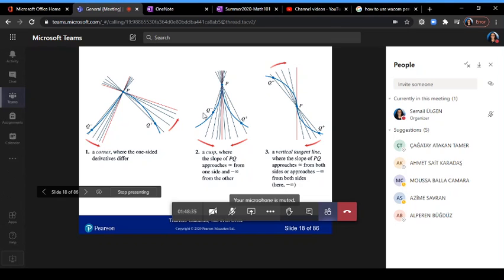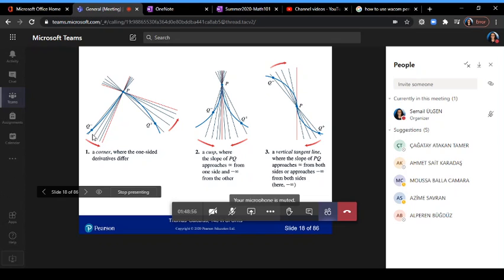Okay, so this is where we left off. This is chapter 3 again. We were discussing the points where the function is not differentiable. You are seeing actually three types that you can observe by looking at the graph of the function.